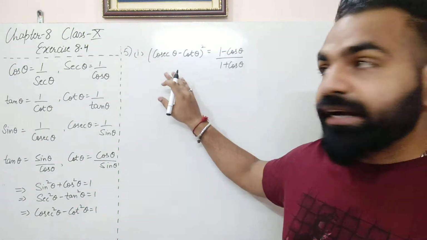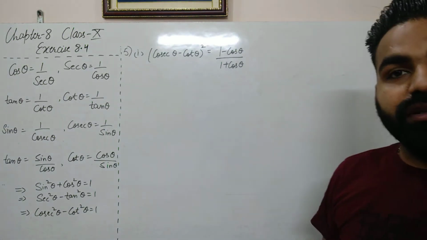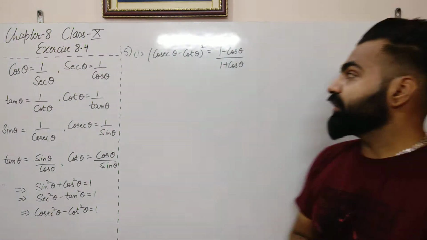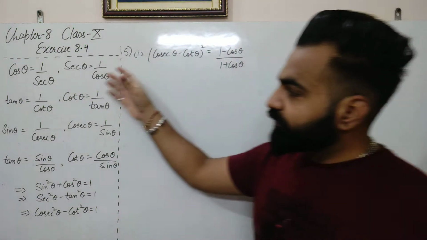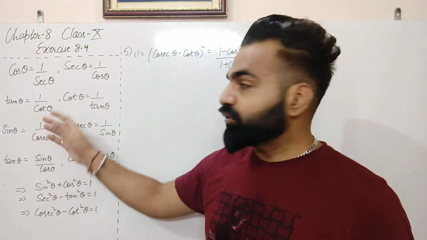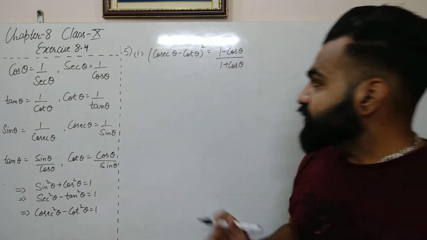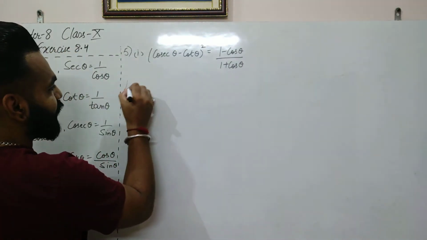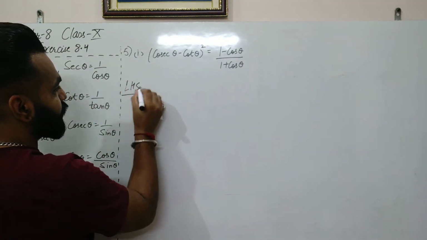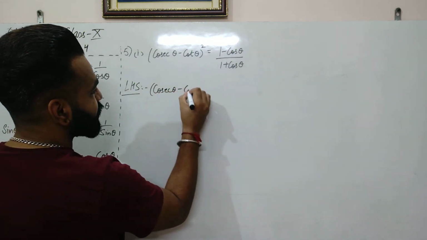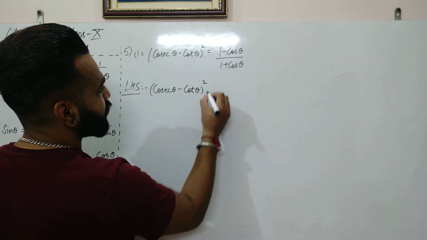We have to prove that (cosecant theta minus cot theta) whole square is equal to (1 minus cos theta) by (1 plus cos theta). All the formulas are written here, so we have to use these formulas and the three identities to prove this. First of all, let's start with the LHS part. This is (cosecant theta minus cot theta) whole square.